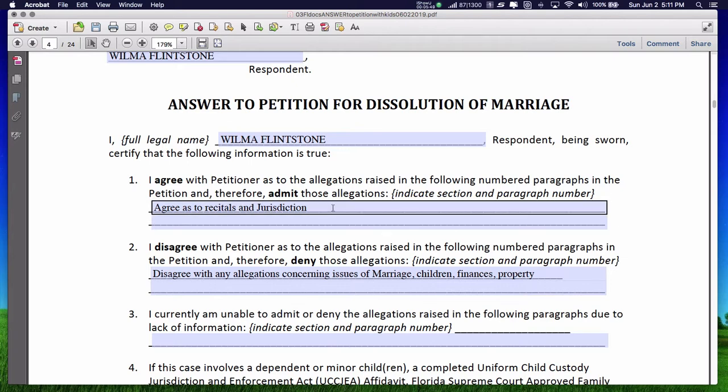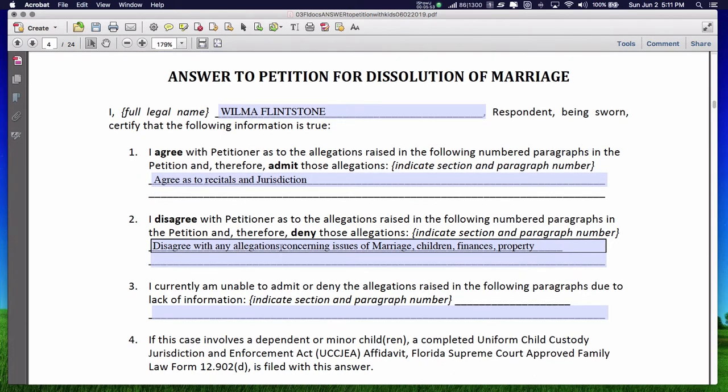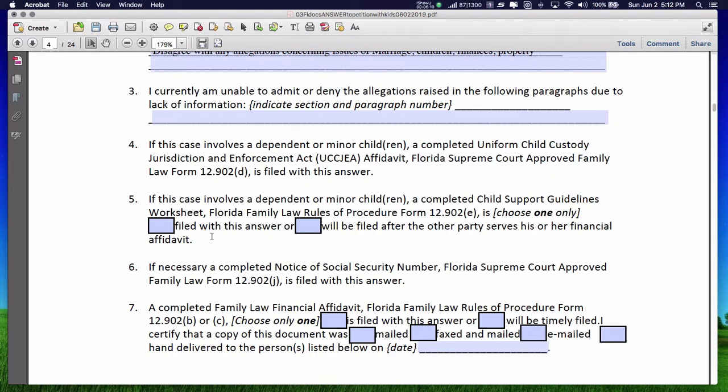If it's not, you go ahead and go in here and delete this and type it in. All right, you disagree with anything having to do with the issues such as property and the children, finances, whatever it is. If you want to list the numbers of the counts 1, 2, 3, 4 of the petition that you disagree with, you can do that here. But I have a blanket statement for both that'll work.